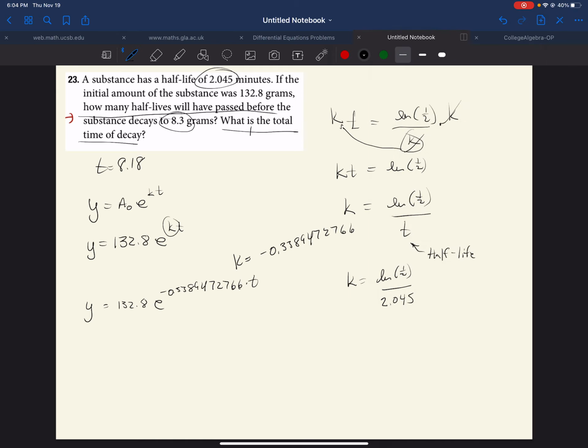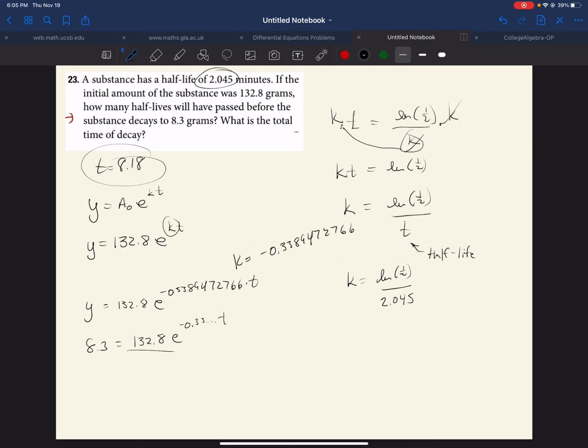And now I can say, well, I want to know when it will come out to be 8.3 grams. So I need to know how long until that becomes my y value. And what I'm going to do then is say 8.3 equals 132.8 e to, and I'm going to abbreviate now, 0.33 ... t. Now I want to solve for t, because that will be the time. Remember, we have the answer up here, and we got it a lot easier way. But you won't always have this, so you do need to know this other process that I'm doing.